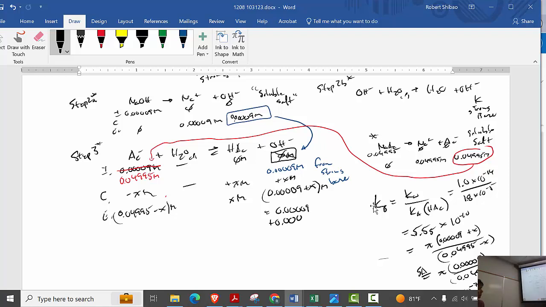So I need 6 zeros, 1, 2, 3, 4, 5, 6 zeros, and then a 308 tacked on at the end. And so this is going to give me 0.00000090308 molar for the hydroxide. So did the hydroxide change significantly? No, not huge. We got a little bit of additional hydroxide from the acetate.